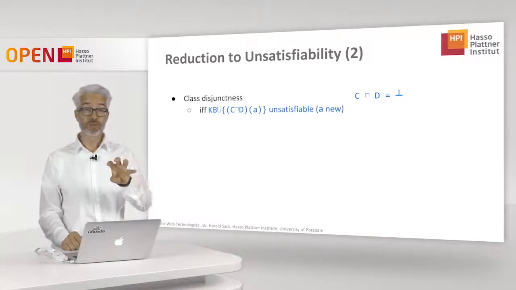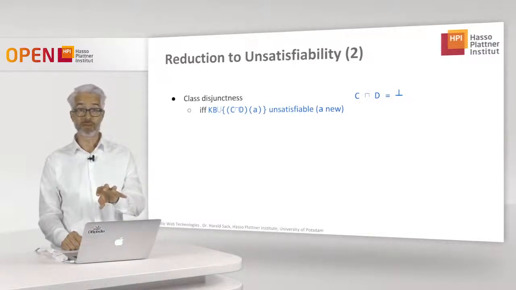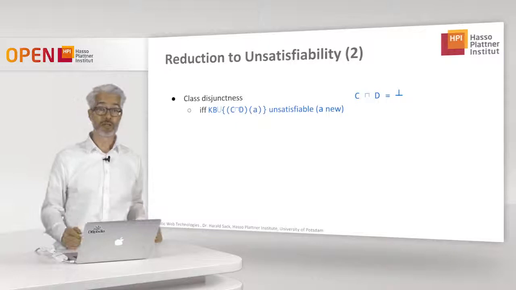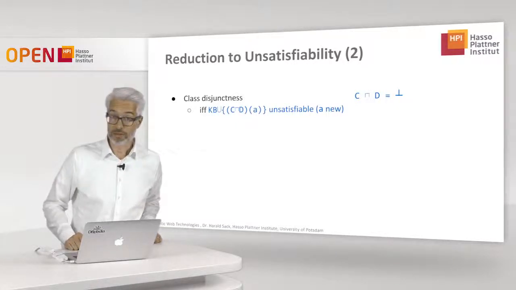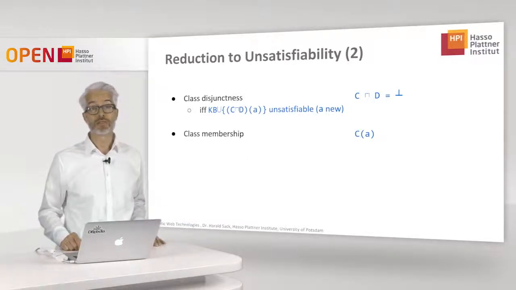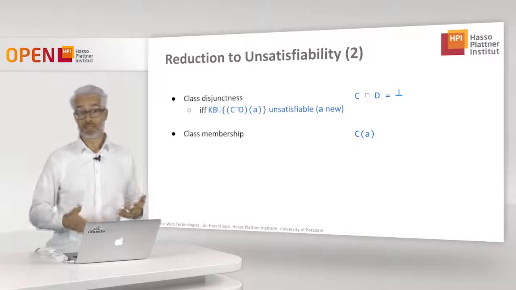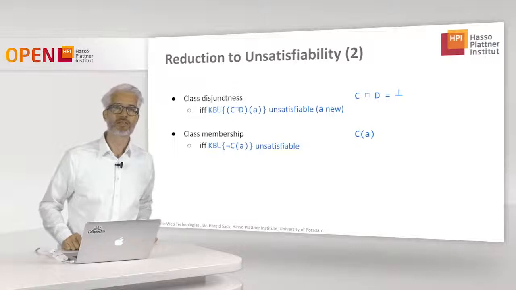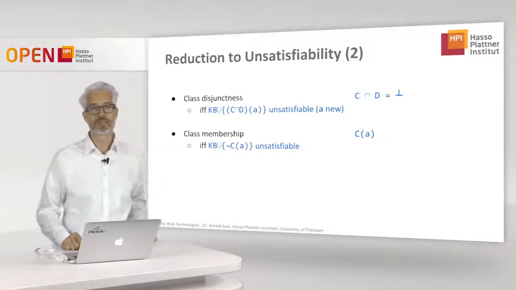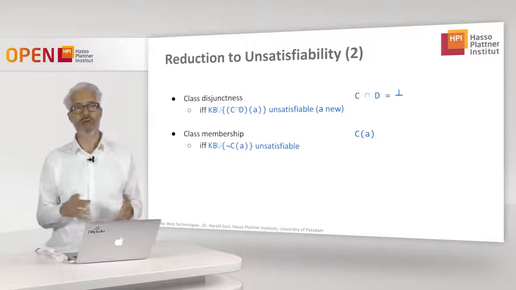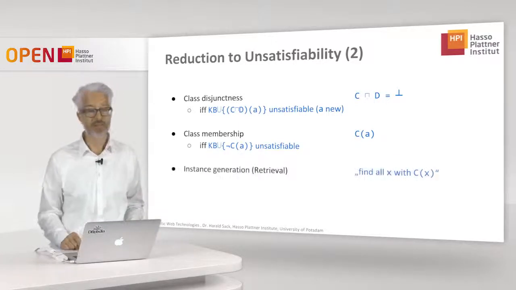And if we have shown that this problem is unsatisfiable, so that this doesn't exist, so this leads to a contradiction, then we have proven that the two original classes C and D are definitely disjoint. Class membership. So this is pretty easy. Simply extend the available knowledge base with a negation so that A is not a member of C. So you extend the knowledge base simply with not C of A. And you show that this is unsatisfiable. If it's unsatisfiable, you have shown that A is a member of class C.